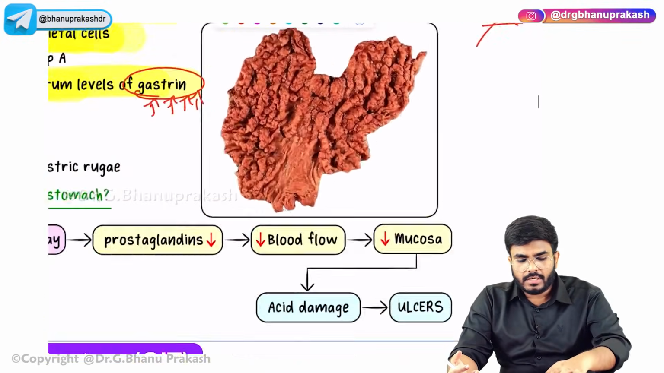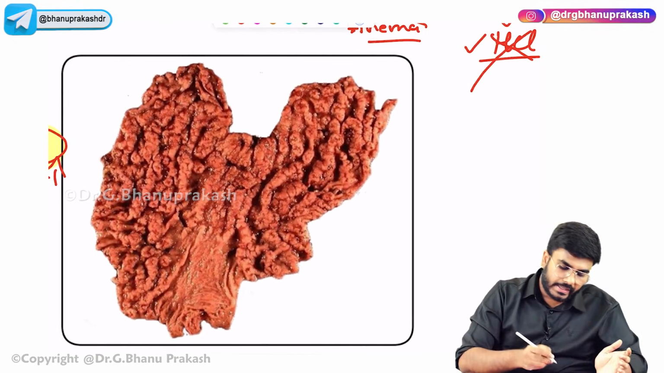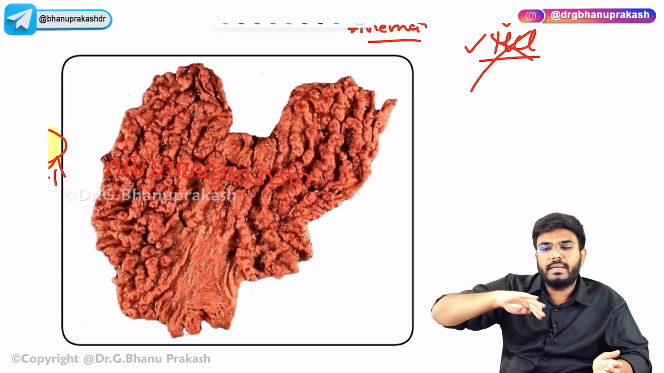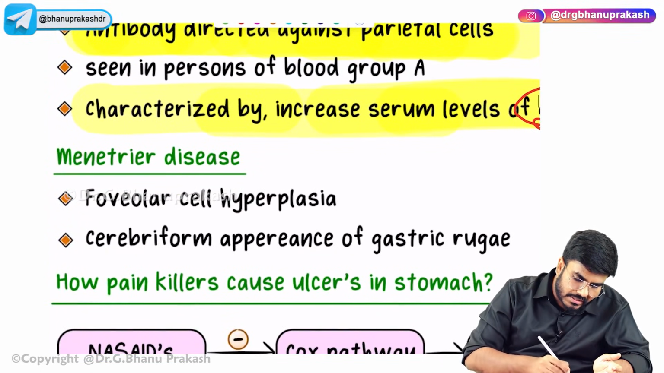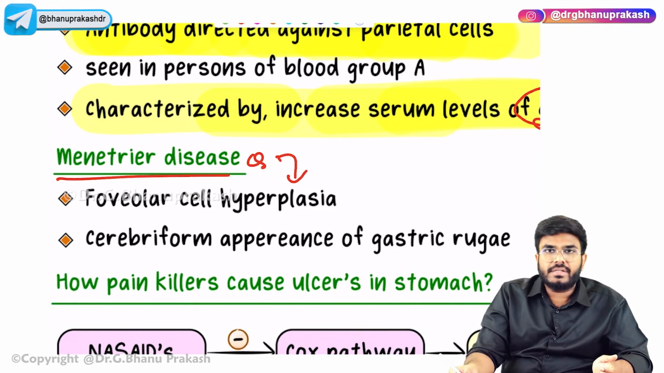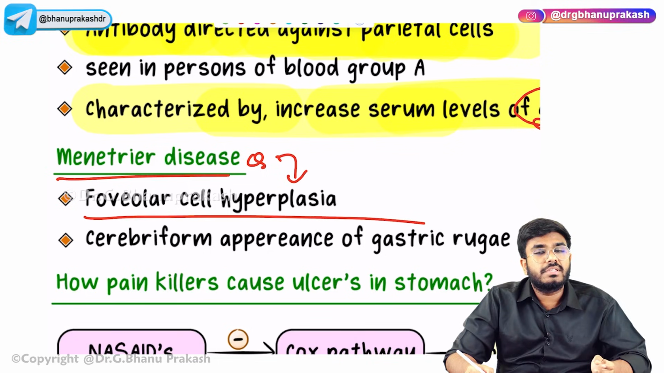Next, look here, this is the stomach which was opened. It looks like the brain, right? It looks like the gyri and sulci of the brain. Elevation, depression. So this condition is called Menetrier's disease, which is an image-based question in your exam. What exactly is happening in Menetrier's disease? The foveolar cells, I have taught you, are the mucus-producing cells in the stomach.